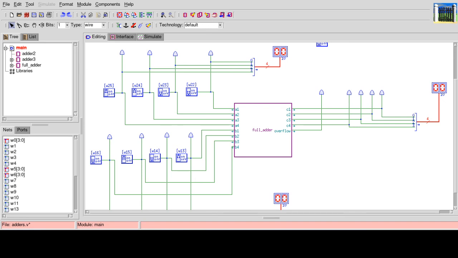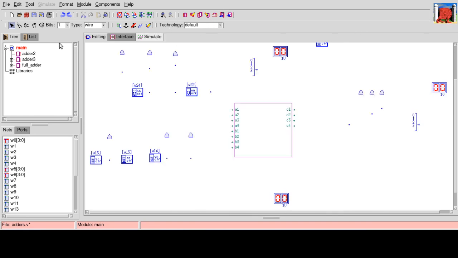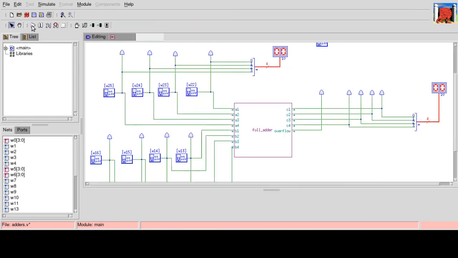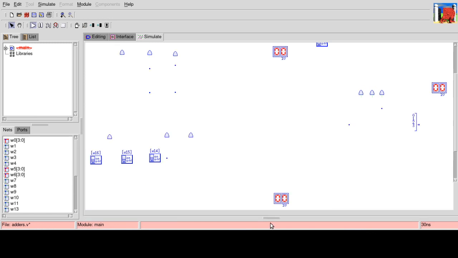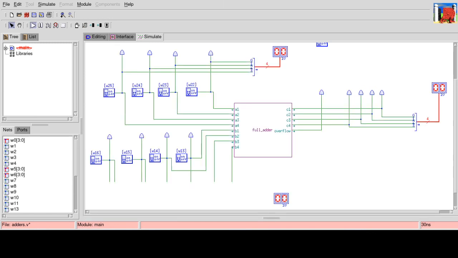Okay, let's demonstrate that it works. I'm going to turn on the simulation here and start it going. It's cutting off the bottom slightly. Let me see if I can fix that. Can you see that? Yes, you can. Good.